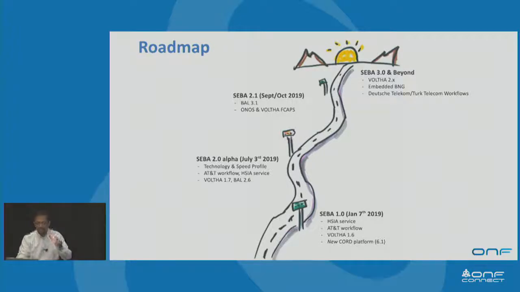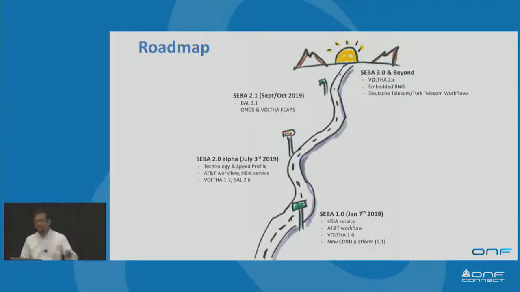So as I was saying, in SEBA 3.0, that's the expectation that we have. Two things that will be coming out of that is Volta 2.x, which you will hear about in a second, the new version of Volta that the entire community as well as the ONF team is totally dedicated to and working on right now, to be able to harden it and make it ready for production deployments. So that's something that we are targeting for production.